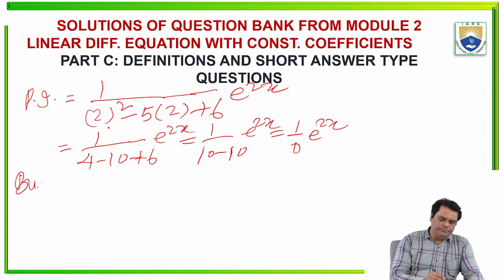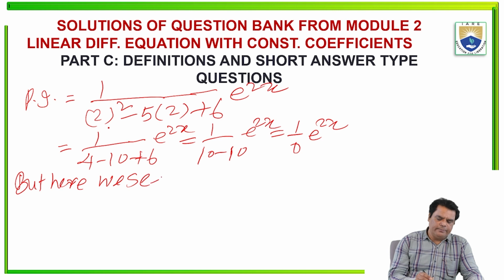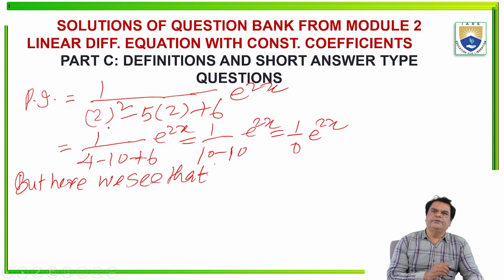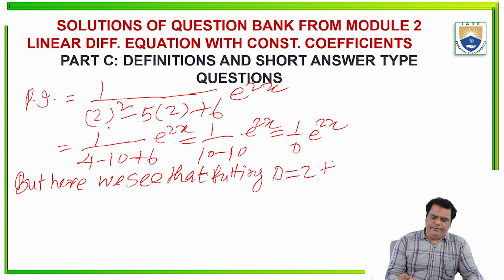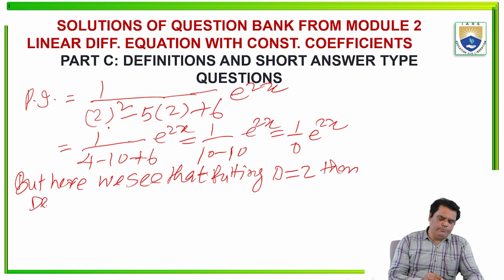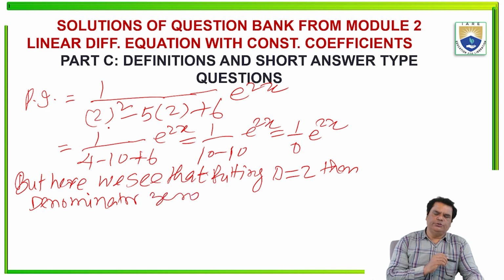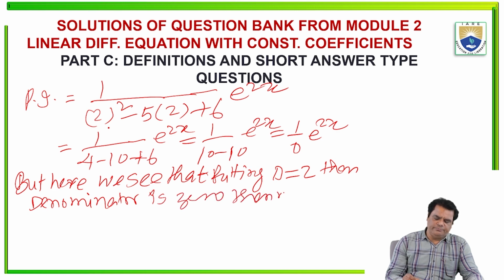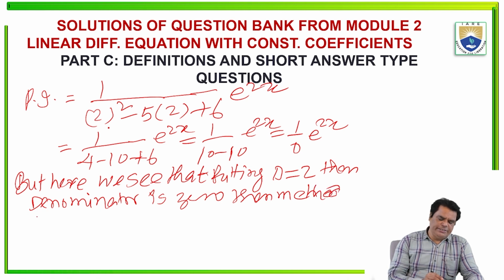But here we see that putting D equal to 2, then the denominator is 0. Denominator 0. Denominator is 0. Then the method changes. Then the method changes here.